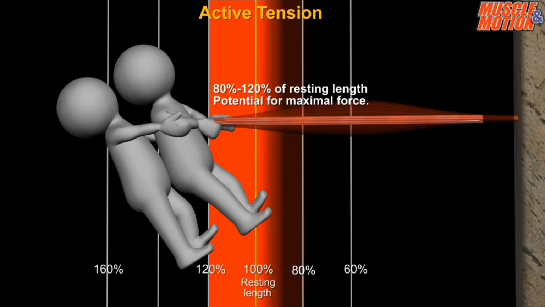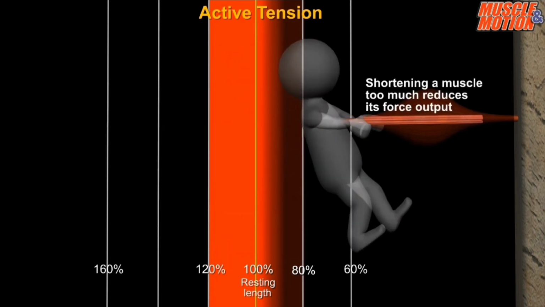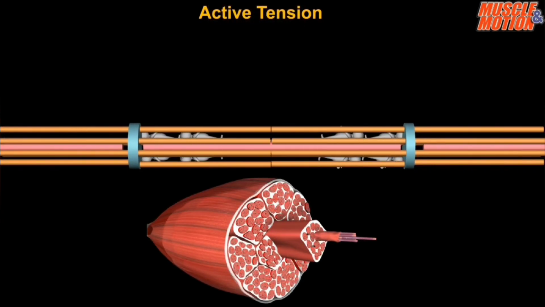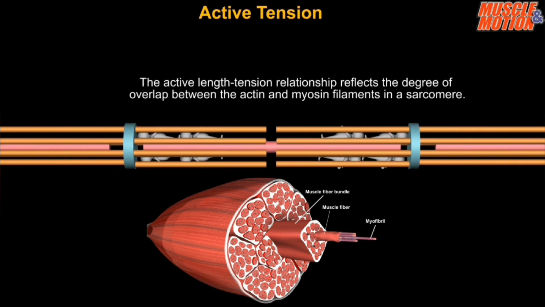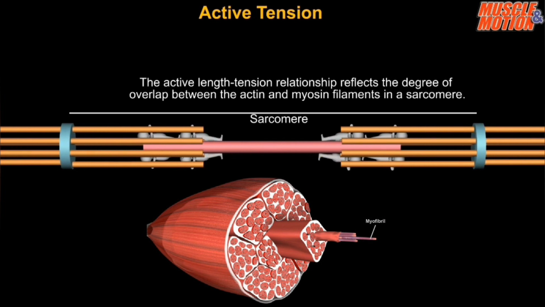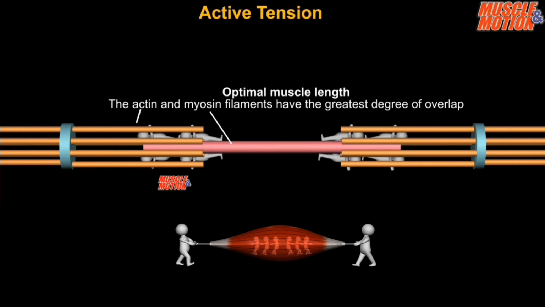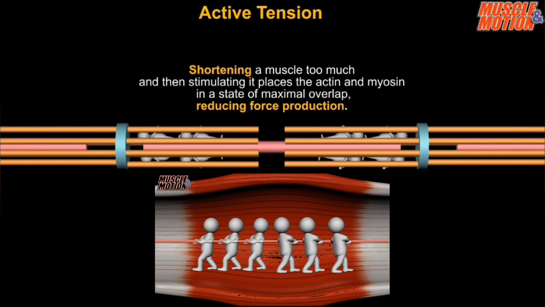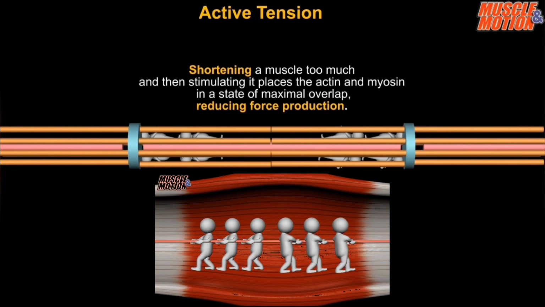At 80 to 120% of the muscle's resting length, the muscle has the potential to produce maximum force. Substantial muscle shortening reduces its force output. So what is the physiological reason for this? It's because the active length-tension relationship reflects the degree of overlap between the actin and myosin filaments in the sarcomere. Optimal muscle length means that the actin and myosin fibers are in partial overlap. Shortening a muscle too much and then stimulating it places the actin and myosin in a state of maximum overlap, reducing force production.